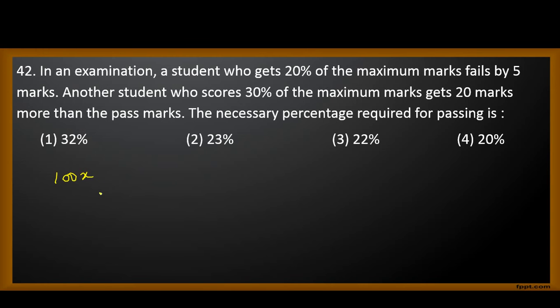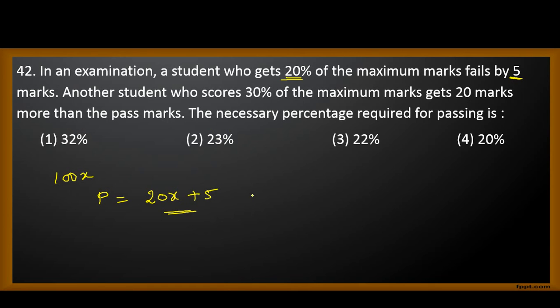Now, in the first case, first person got how much? 20% and failed by 5 marks. It means if the first person gets 20x, he has failed by 5 marks. It means this is nothing but a pass mark. Alright, 20x plus 5 will become the pass mark.